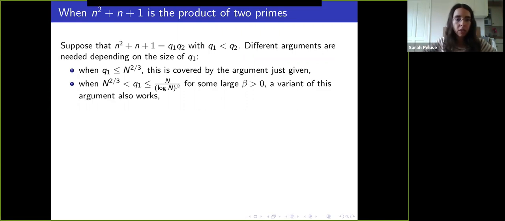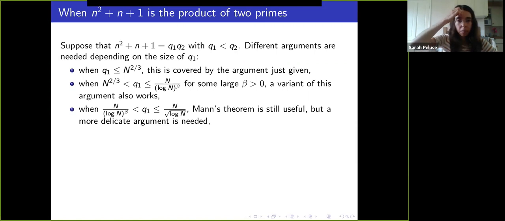So when q1 is between there and n divided by some large power of log n, a variant of the previous argument also works. It's just a little bit more complicated. But when q1 is between n divided by this large power of log n and n divided by square root of log n, you really need a different argument. You still use Mann's theorem, but you have to argue in a much more delicate manner. Like you really can't afford to lose anything.